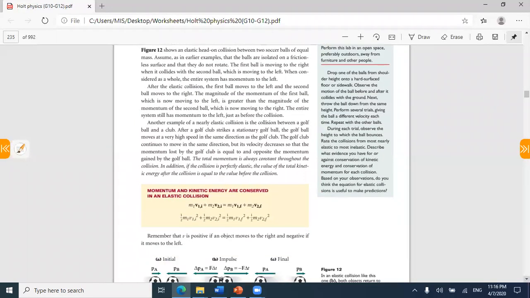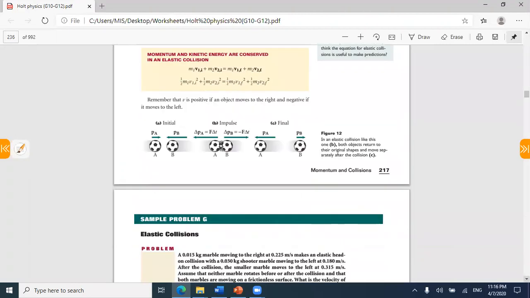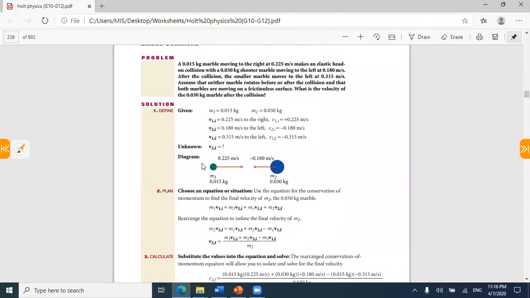Okay, here are the equations. I told you for conservation of kinetic energy, don't do it like this and put them equal to each other. No, we have to do them separately. We have to get kinetic energy initial first, then kinetic energy final, and then check if they are equal or not. Let's see here the sample problem.